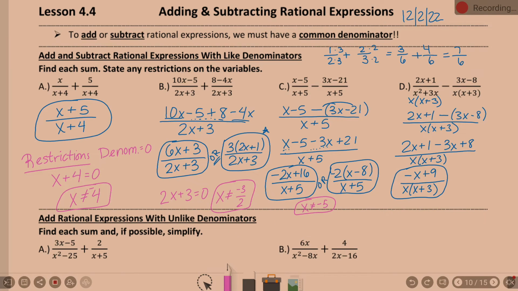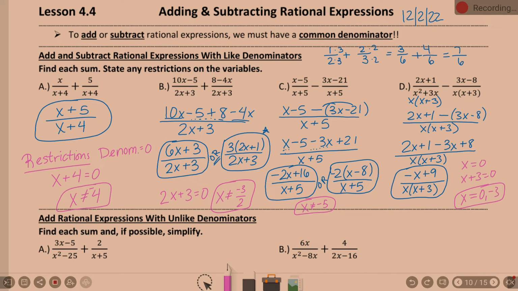Are there any excluded values? Restrictions on the variable? Yeah. What can x not equal? X cannot equal 0. X cannot equal negative. Are there two of them this time? Okay. Denominator equal to 0. So we have factors of x equals 0, x plus 3 equals 0, so x cannot equal 0 or negative 3. Okay? That's your introduction, guys. Common denominator is already there. Those are the easy type.